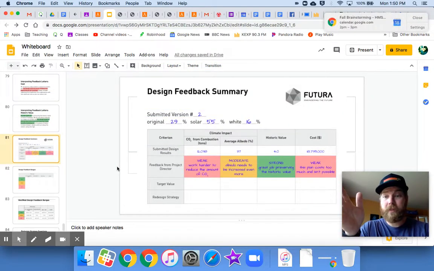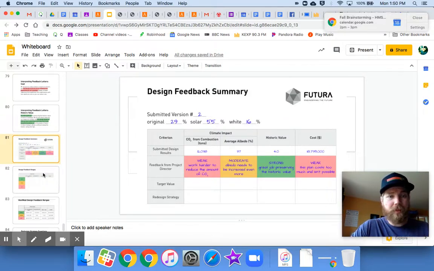Great. Next thing we're doing is the target value. This row right here. Now, what this means is these are the actual numbers that we are shooting for in order to have a positive range.